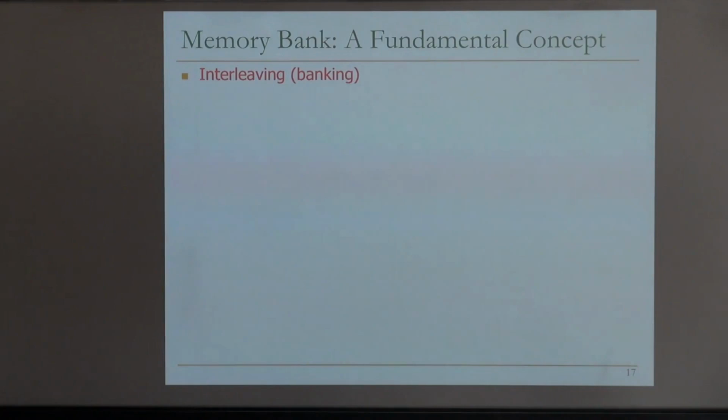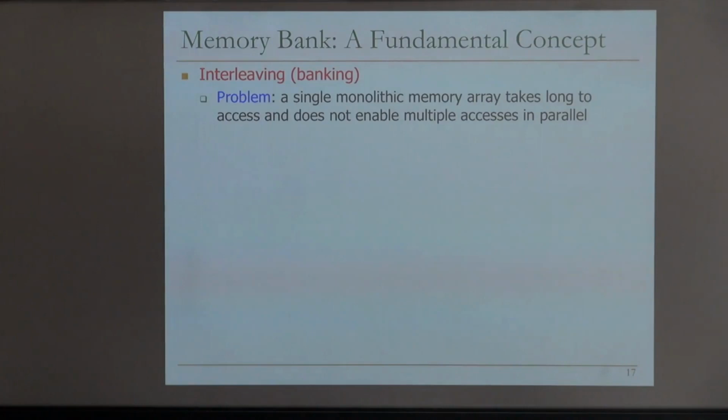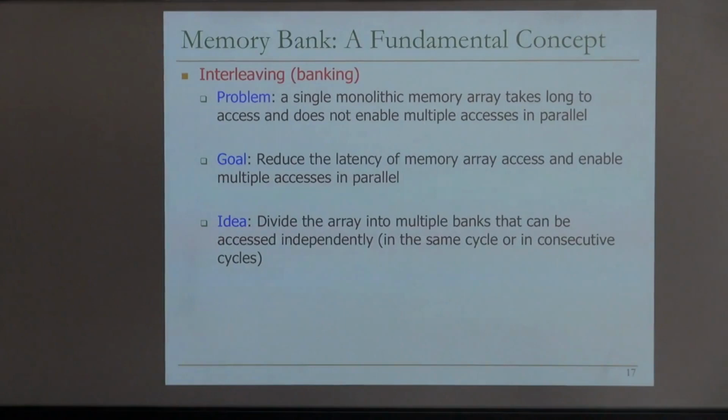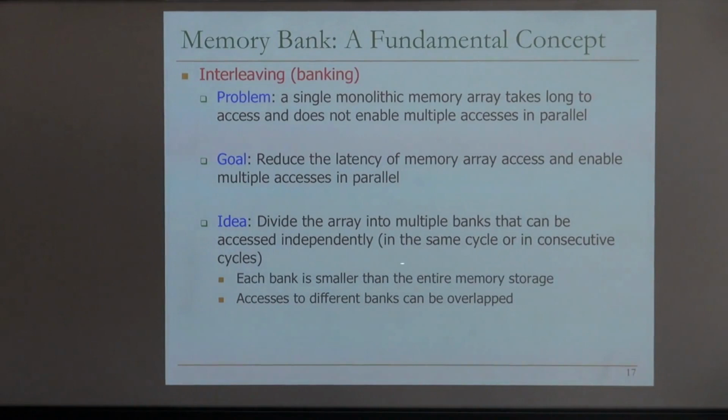As a result, 11 cycles later, a bank gives you the value, the next bank gives you the next value in the next cycle, and the next bank gives you the next value in the next cycle. If you have 11 banks, you can ensure that you're getting one word per cycle if your access latency to each bank is 11 cycles. That's the idea. Basically, a single monolithic memory access takes long to access, and doesn't enable multiple accesses in parallel. If you want to reduce the latency of the memory array access and enable multiple accesses in parallel, you can divide the array into multiple banks that can be accessed independently in the same cycle or in consecutive cycles. Now, each bank is smaller than the entire memory storage.